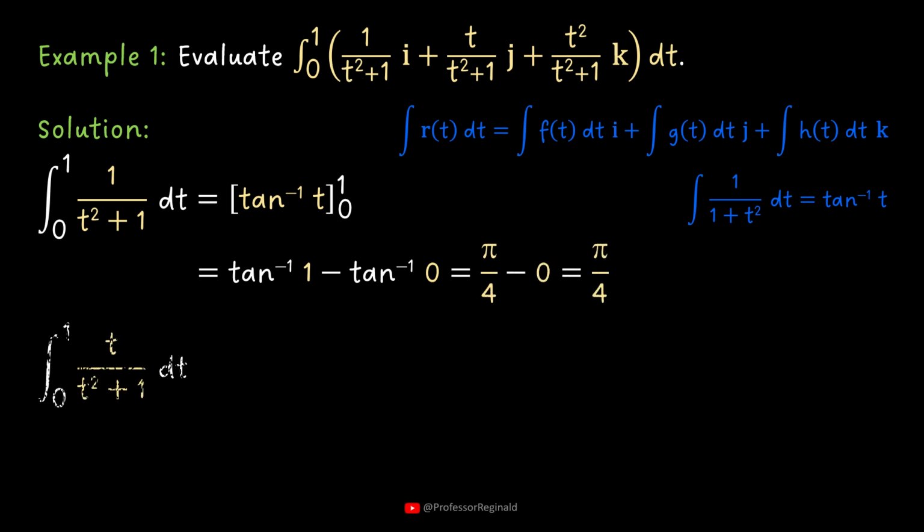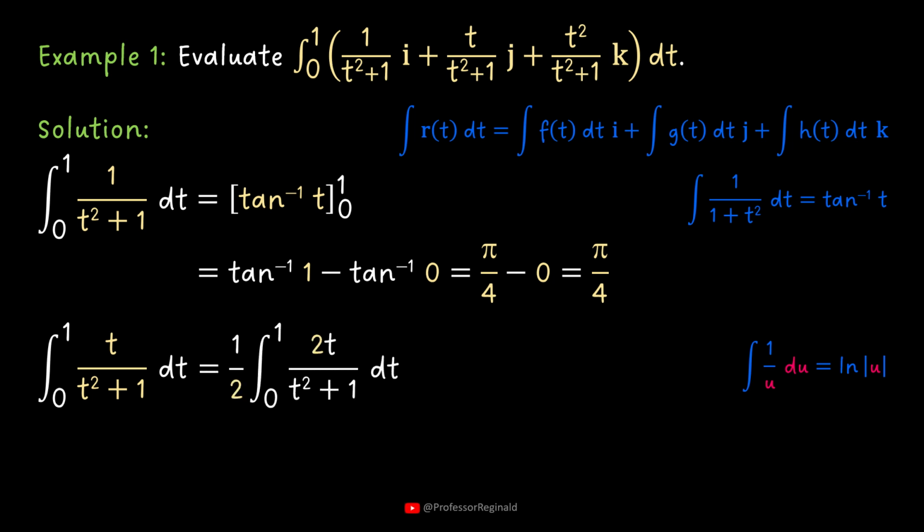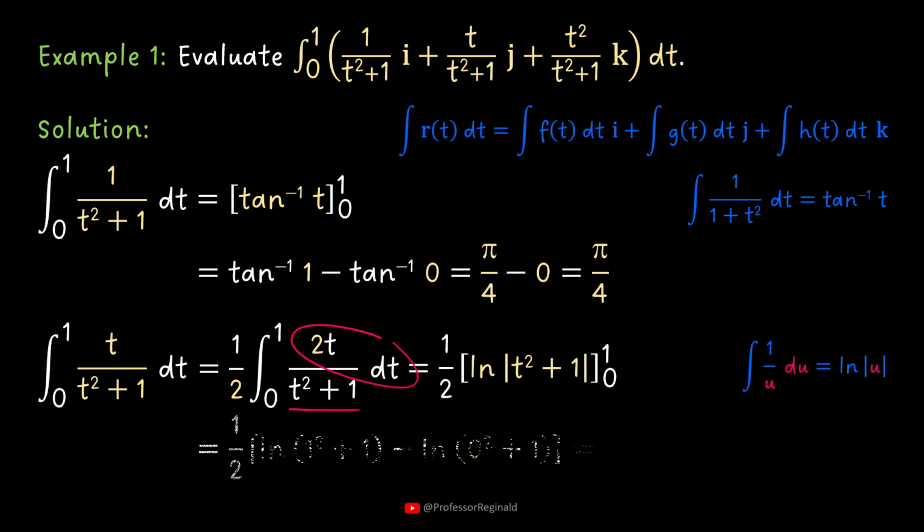For the second component function, integrate using a natural logarithmic function rule with substitution. Let u be t squared plus 1. So du is 2t dt. Then evaluate using the fundamental theorem of calculus.